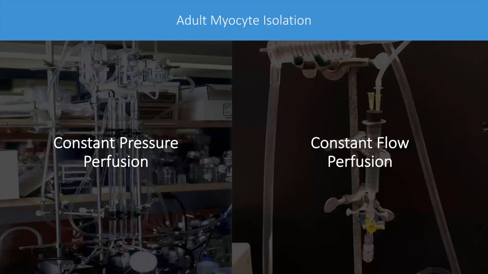In general, either adult rat or mouse cardiomyocytes can be isolated using the isolated heart perfusion method with either constant perfusion pressure or constant flow mode. Today, I would like to touch upon both methods and also how to hang and position the heart for maximum efficacy. I believe if one understands the theory behind heart perfusion, it is relatively easy to change the mode of perfusion, either constant pressure or constant flow, depending on your research needs.